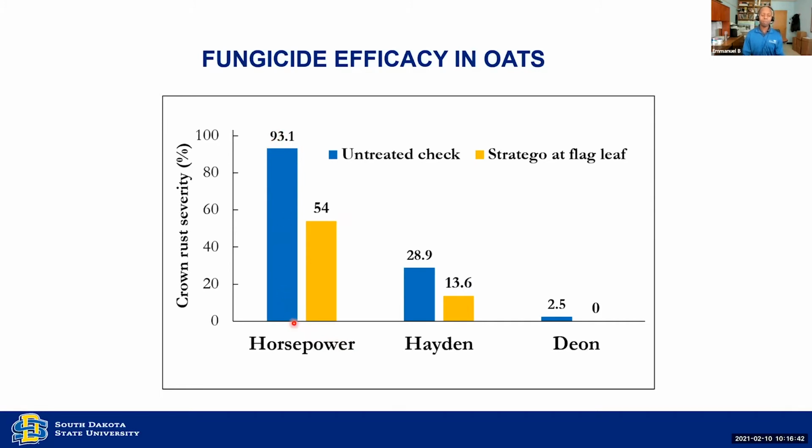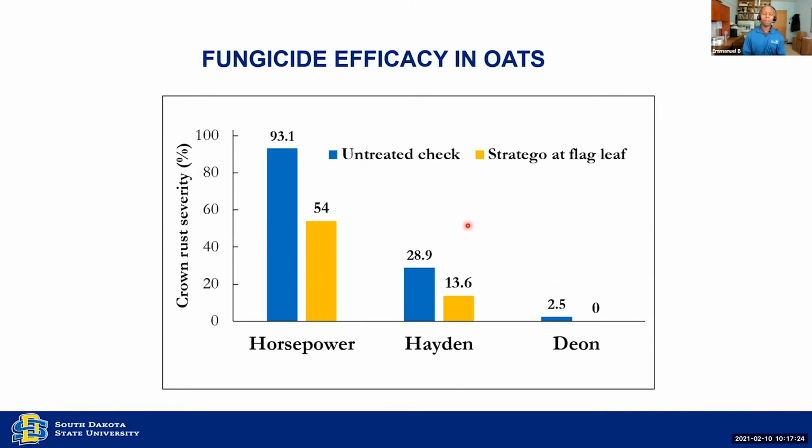So very high disease pressure, so that even when we put on a fungicide, which would be the yellow bars here, the fungicide did not provide full protection. I mean, you still have 54, or more than half of the flag leaf covered with pustules of the rust. So when the disease is pretty severe, and you're only coming in at flag leaf timing, if you have a susceptible variety, you won't have good protection. On a moderately resistant variety, you still get good protection, but you're still getting some disease developing. And Dion again is holding off that disease development because it has resistance to crown rust.